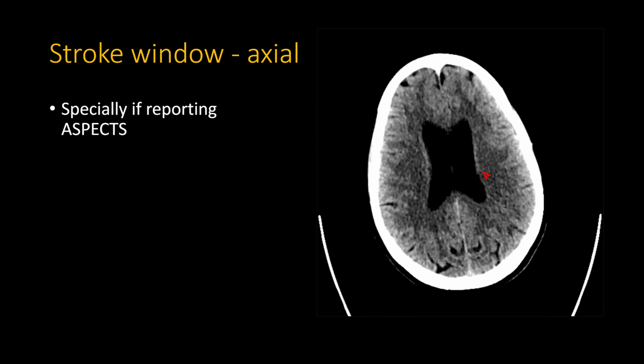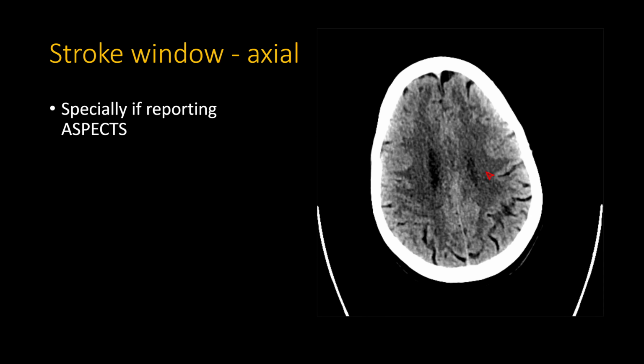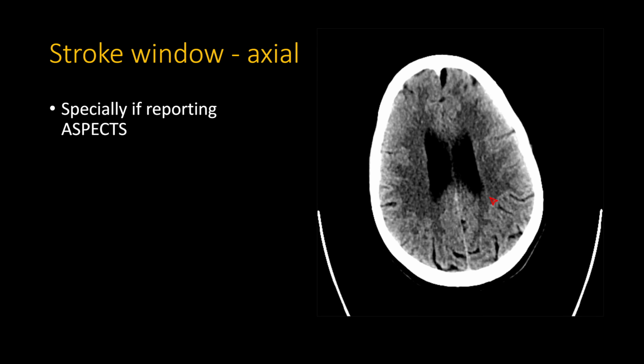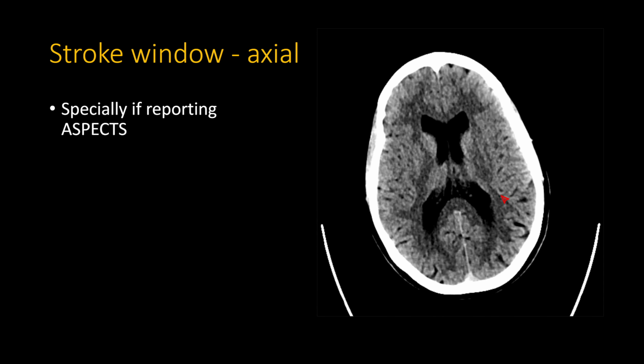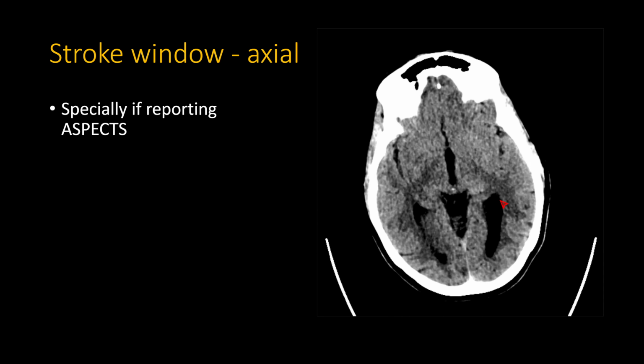Using this stroke window is especially important if you're reporting ASPECTS. Now, if your institution requires you to report ASPECTS, you report it. If it doesn't, I typically won't, just because it's pretty well known that ASPECTS is quite subjective. But if the institution and your referring clinicians want it, you should do it, because a few of those large trials for endovascular therapy used ASPECTS.